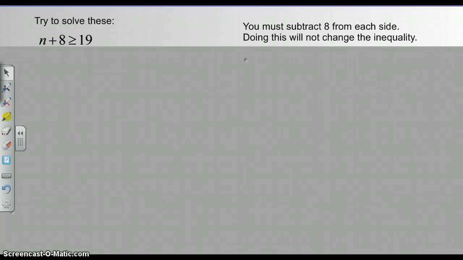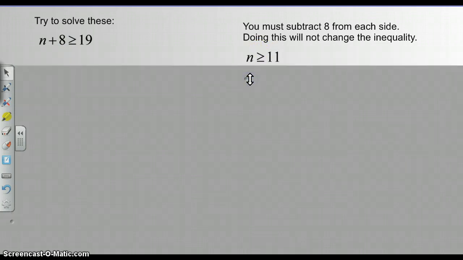Try to solve these. We'll start with this one. N plus 8 is greater than or equal to 19. The property we talked about before holds with a greater than or equal to and a less than or equal to, as well as a greater than and less than sign. To solve for n, you have to subtract 8 from each side. But doing this will not change the inequality. So let's see what happens.